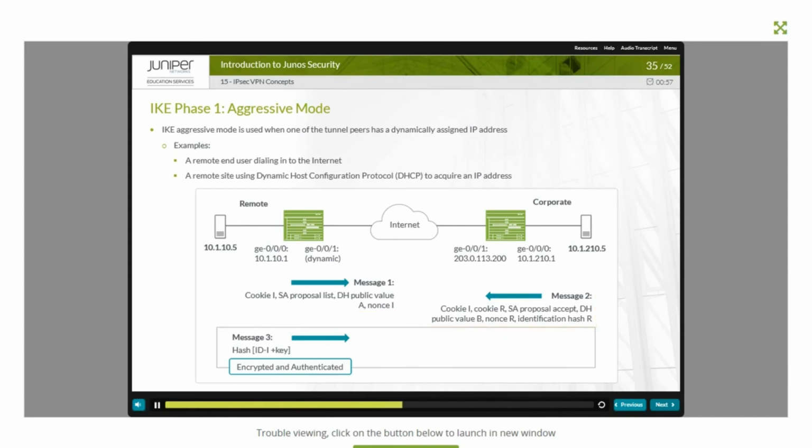Phase 1 aggressive mode must be initiated by the device with the dynamic IP address. The first two messages negotiate SA proposals and exchange DH public values, cookies, and nonces. In addition, the second message authenticates the responder. The ID hash is compared with a locally configured peer ID. The third message authenticates the initiator and provides a proof of participation in the exchange.